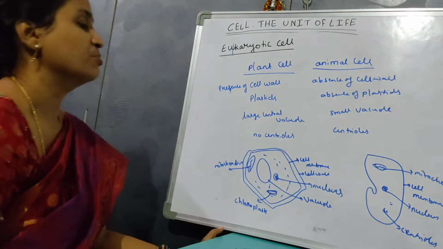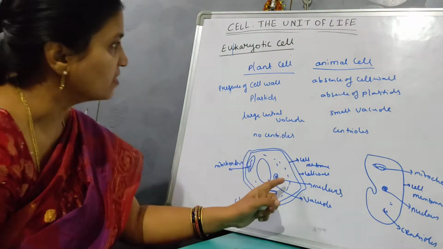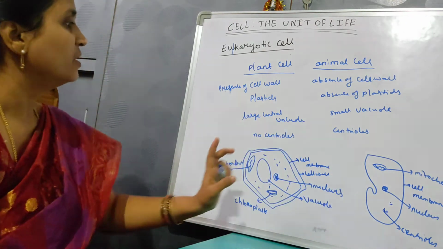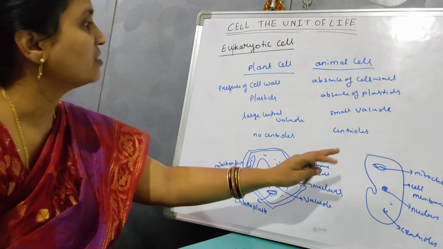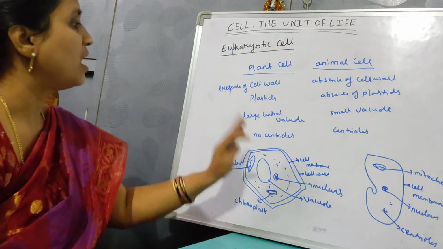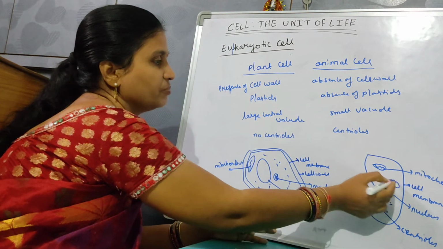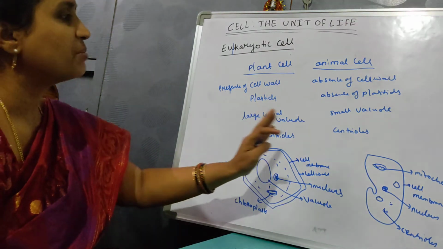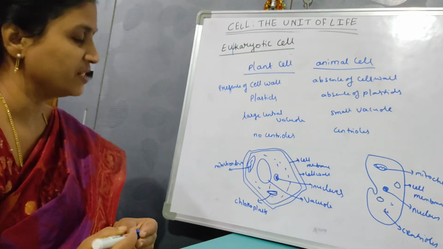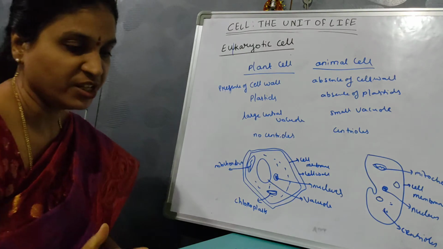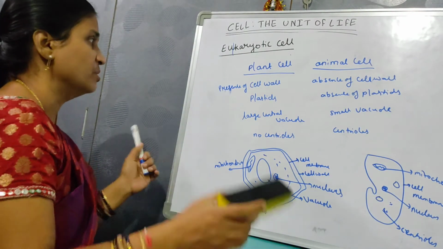And other structures are present, but the major difference is that cell wall is present in a plant cell, cell wall is absent in animal cell. Plastids are present in plant cell, plastids are absent in animal cell. Large central vacuoles are present, but in animal cells they are smaller. Centrioles are absent here, but in animal cell centrioles are present. So this is the major difference between the plant cell and animal cell.